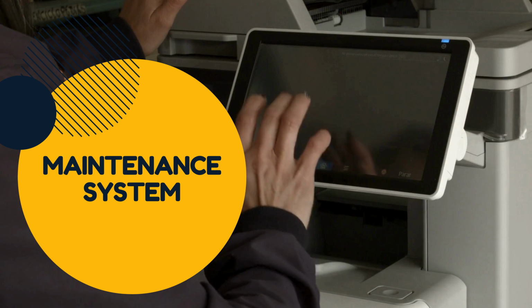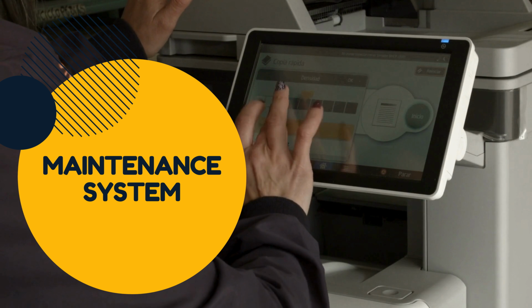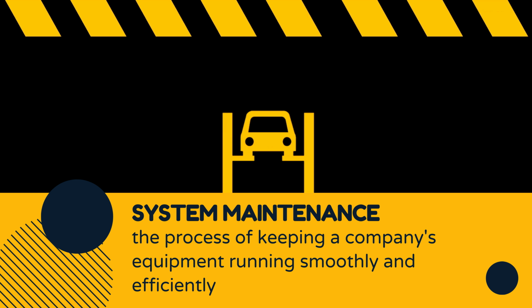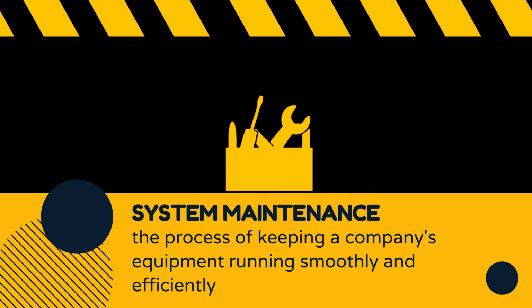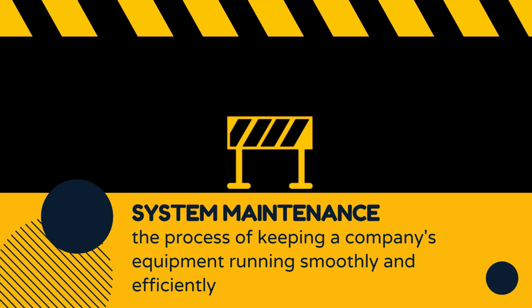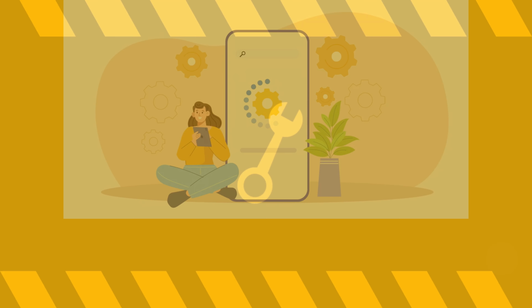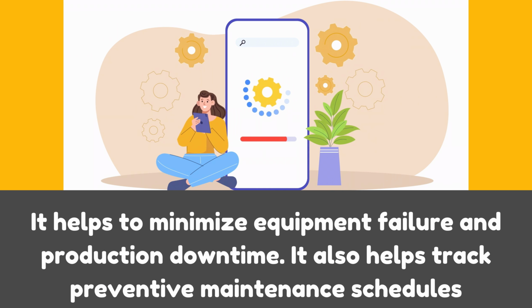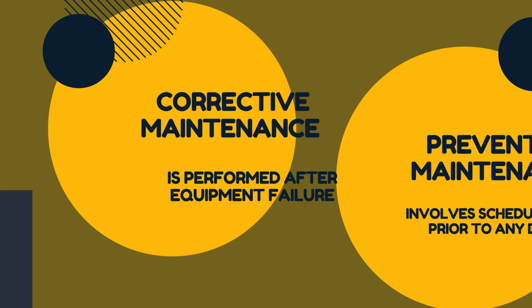Hi, in this video we're going to talk about the maintenance system. System maintenance is basically defined as the process of keeping a company's equipment running smoothly and efficiently. It helps us to minimize equipment failure and production downtime. Also, it helps track preventive maintenance schedules.